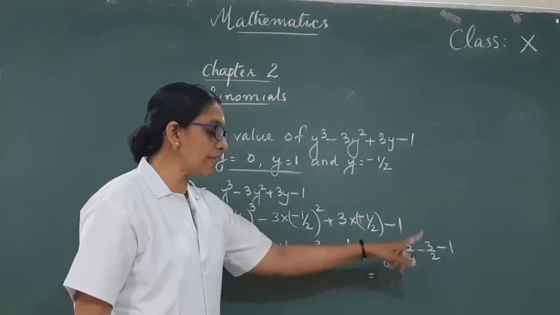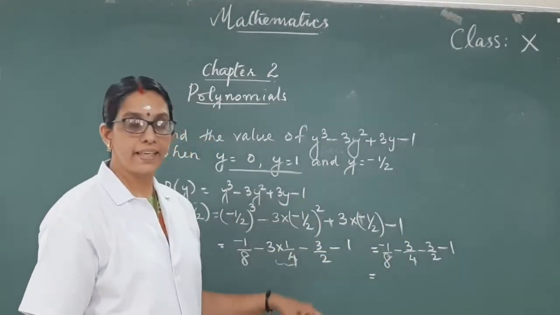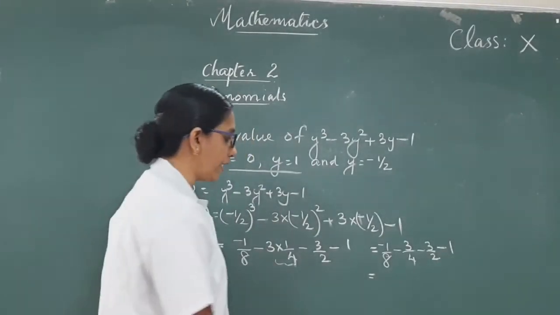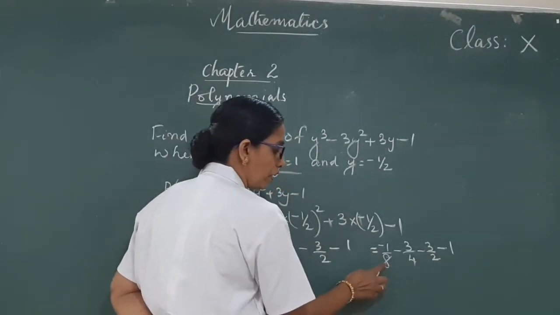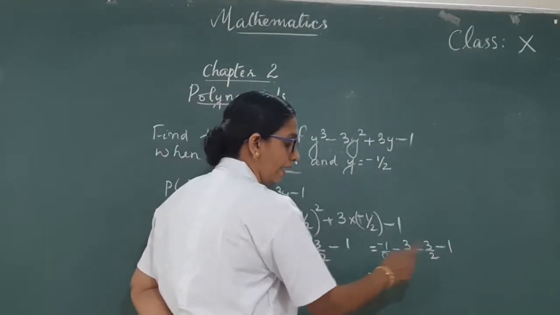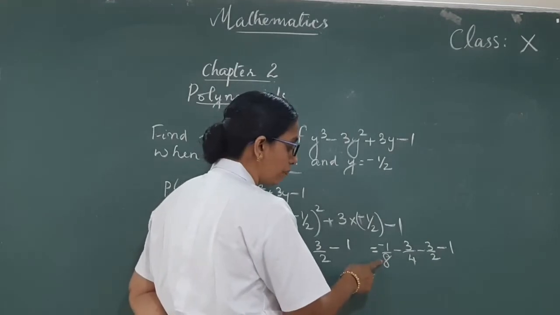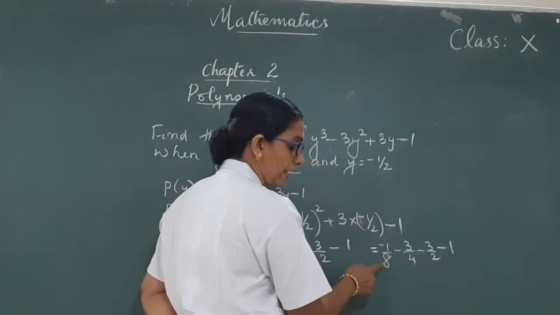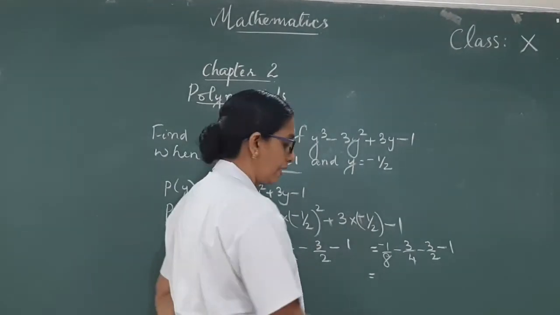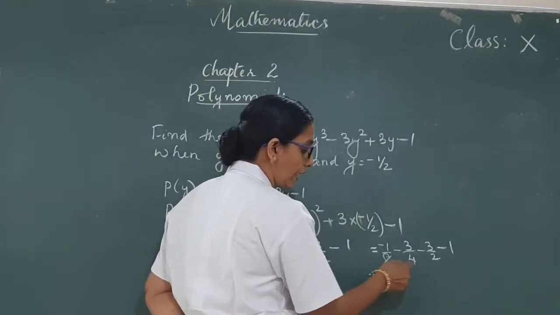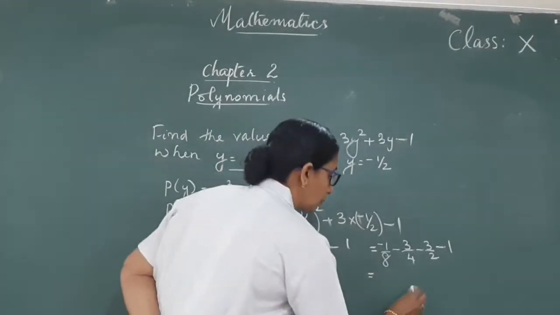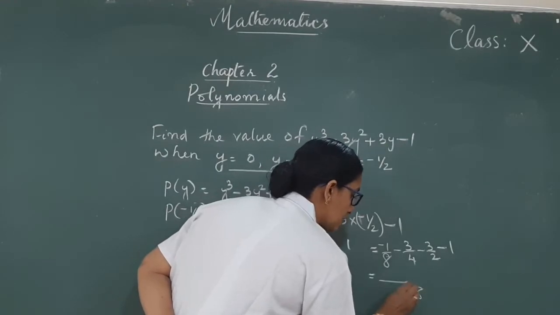When we have rational numbers, we have to take the LCM of all the denominators and then simplify. So here, what is the LCM of all the denominators? 8, 4 and 2. 8 is a multiple of 4 and 2. So LCM is 8. No need to do any calculation. If one number is a multiple of all others, we can take that multiple as the LCM. So 8 is the common denominator.